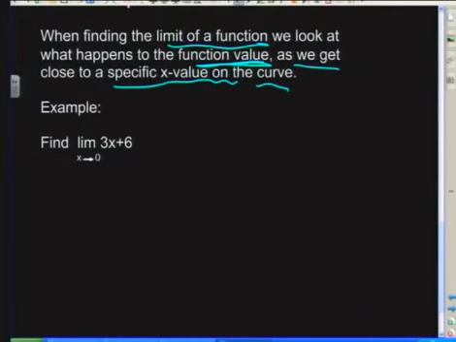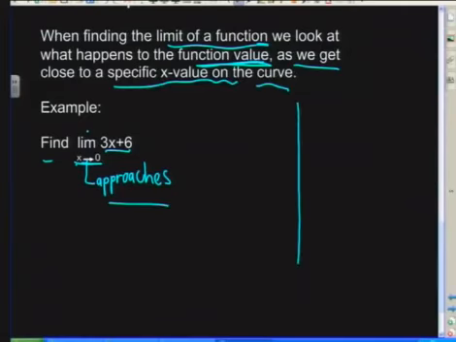The question says find the limit as x approaches 0. We read that arrow as approaches. Okay, so as x gets closer, in this case, to 0. Okay, so find the limit as x approaches 0 of the function 3x plus 6. So first, let me just draw a graph and show you what's happening.